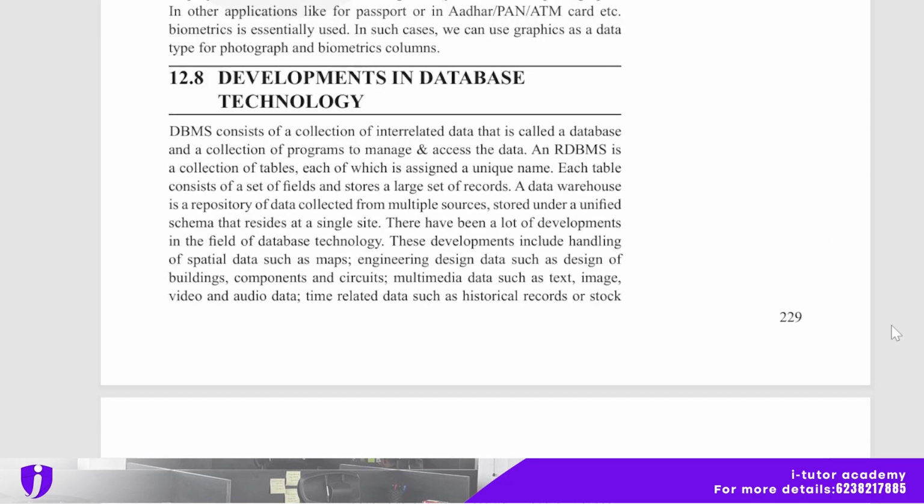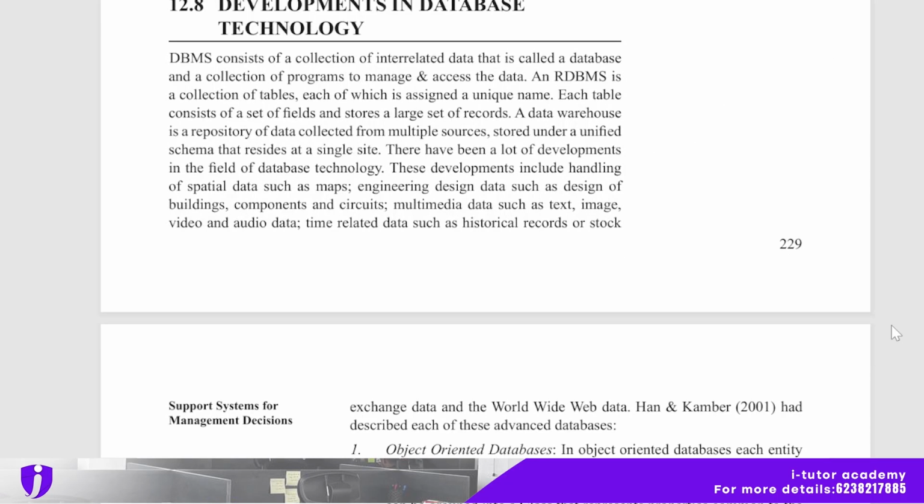Next is developments in database technology. A DBMS consists of a collection of interrelated data that is called a database, and a collection of programs to manage and access the data. An RDBMS is a collection of tables, each of which is assigned a unique name, and each table consists of a set of fields and stores a large set of records. A data warehouse is a repository of data collected from multiple sources and stored under a unified schema that resides at a single site.